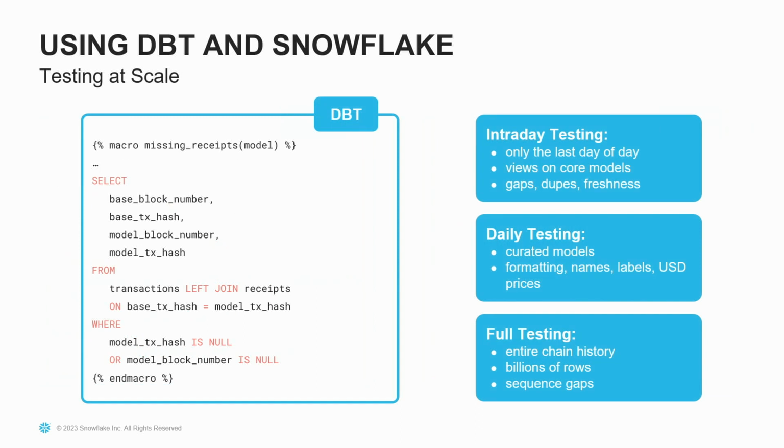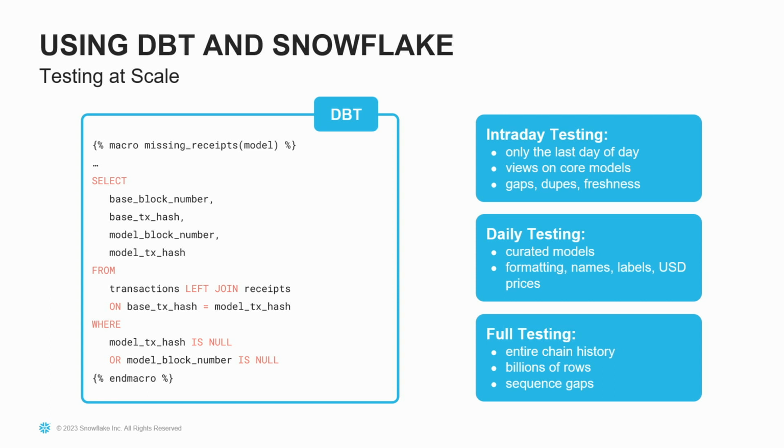So testing, I mentioned we have over 12 or 13,000 DBT tests. They're split into 3 categories. So we do intraday testing, where we're using views to only look at the last day or so of inserted data. We run this multiple times throughout a day to allow us to know if there's any sort of issues popping up. So we're doing gap testing, dupes checks, freshness, things like that.